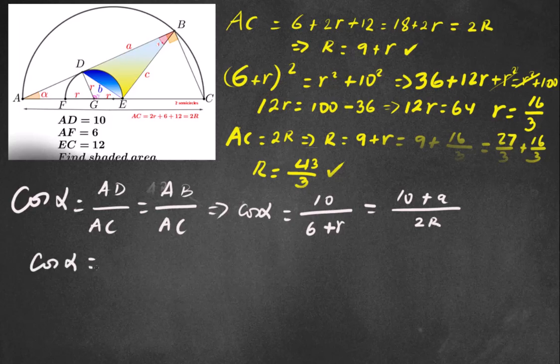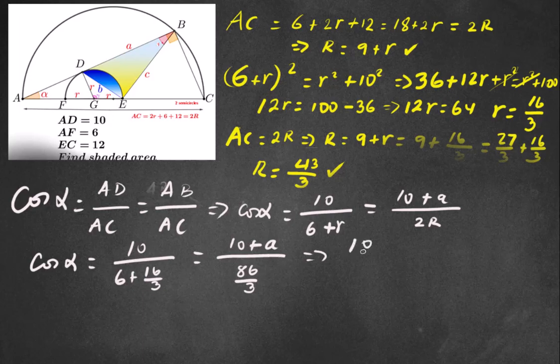So we just plug in these values. The first one is AD over AG, 6 plus 16 over 3, which is equal to 10 plus a over 86 over 3. Let's go ahead and do the calculation here to pull out a. We first put everything together here. 6 times 3 is 18. 18 plus 16 is 34. So we put 34 over 3 here. Okay.